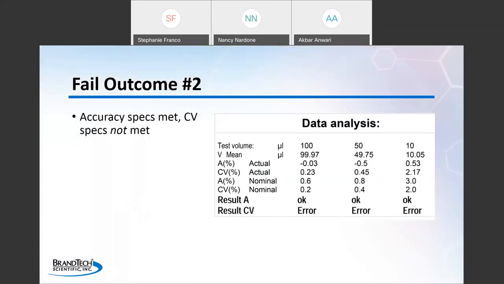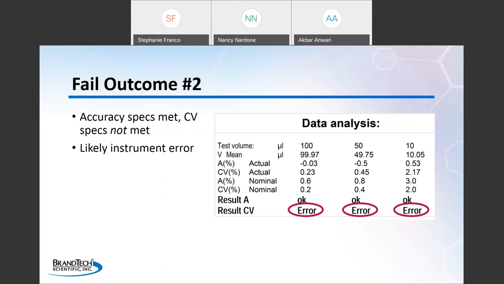In this next scenario, the liquid handling instrument has met the accuracy specifications at all the volumes, but not the CV specifications. This could mean a few different things. Going back to our discussion of accuracy versus reproducibility, it's certainly possible that there is an issue with the instrument. If the CV specifications have not been met at any of the volumes tested, there's a good probability of an instrument error. The instrument should be removed from service and maintenance done, then the instrument retested.